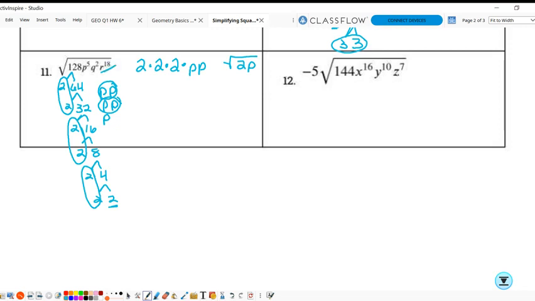And then I have 18 r's. If I divide 18 by 2, I'm going to get 9. So I'm going to have 9 r's outside the radical. So if I simplify everything outside the radical, 2 times 2 times 2 is 8. 2 p's are going to be p squared. And then we have 9 r's, so that's r to the 9th. Square root 2p.